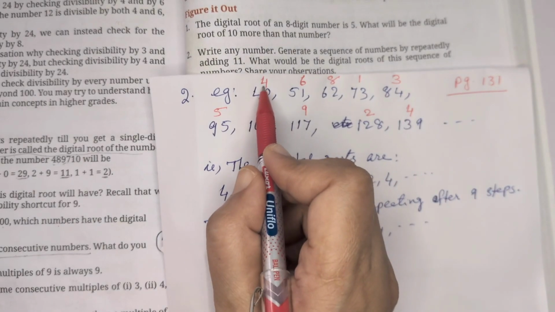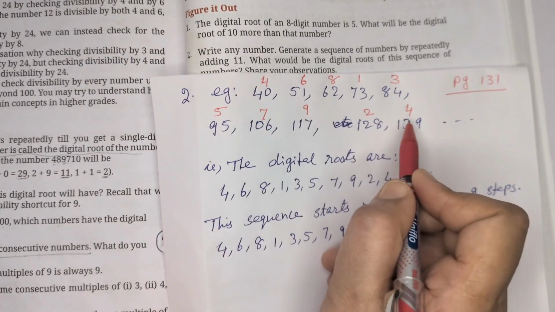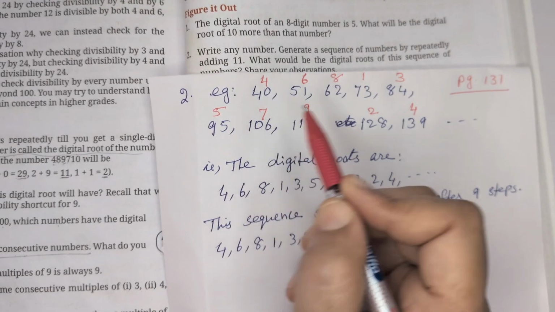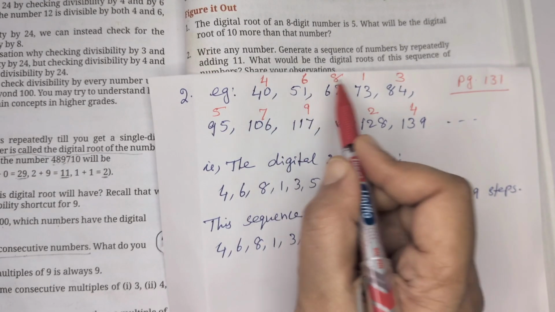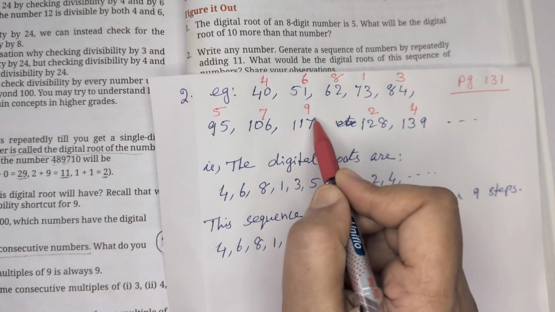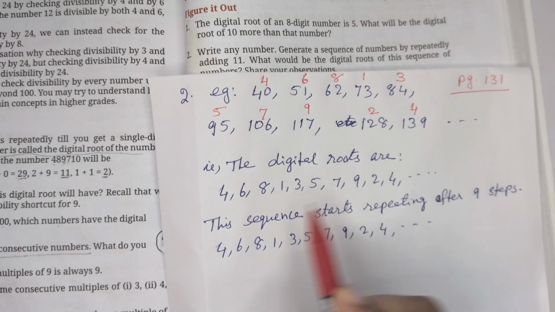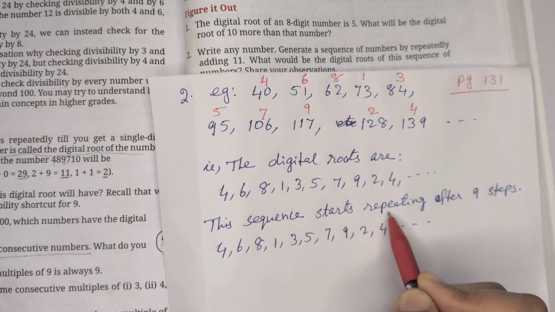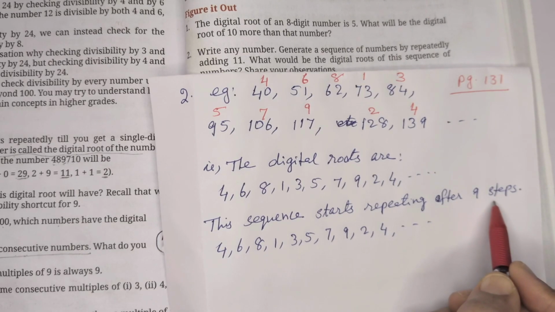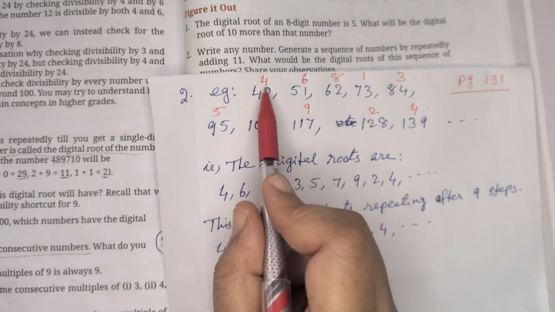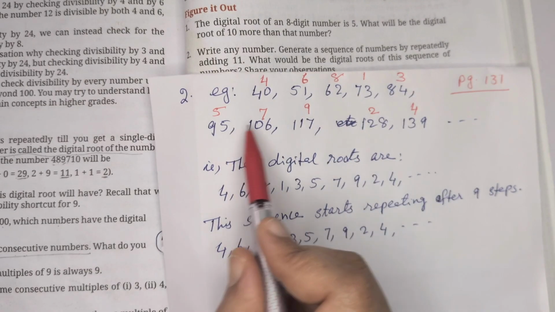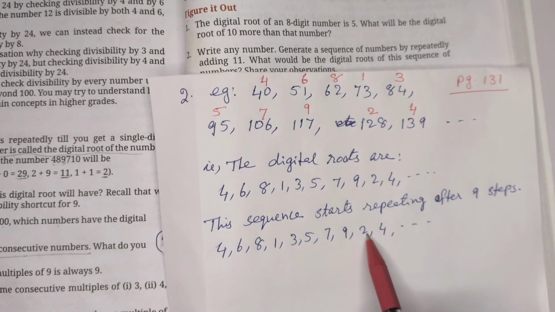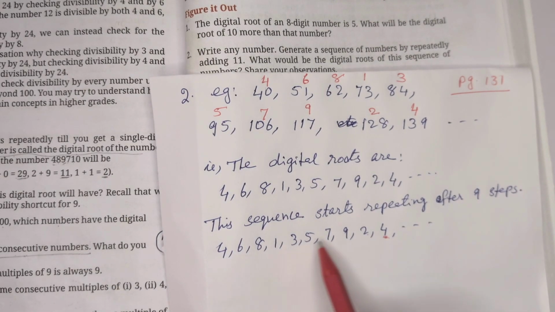Now we got that first number, digital root again 4. So we can see the digital root is going 4, 6, 8, 1, 3, 5, 7, 9, 2, then again starting with the 4. So the sequence starts repeating after 9 steps. We started with 4, 6, 8, 1, 3, 5, 7, 9, 2. Then again 4 is coming, which means it's continuing, repeating that.